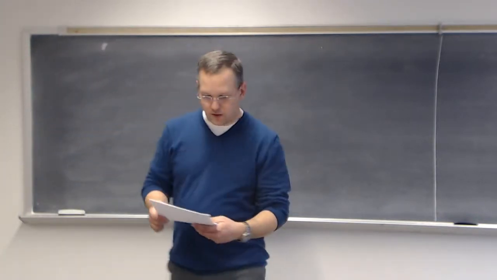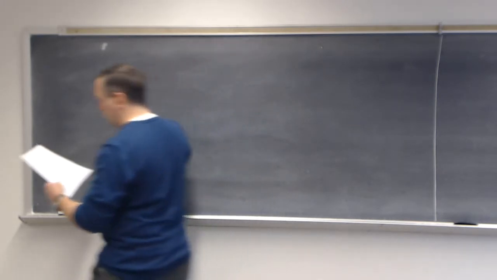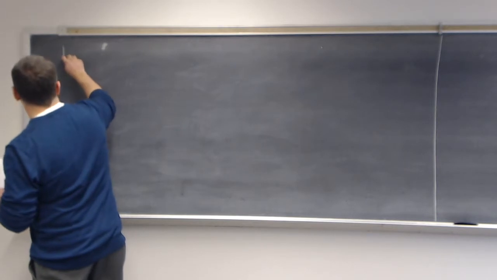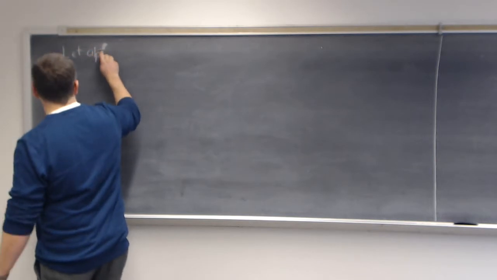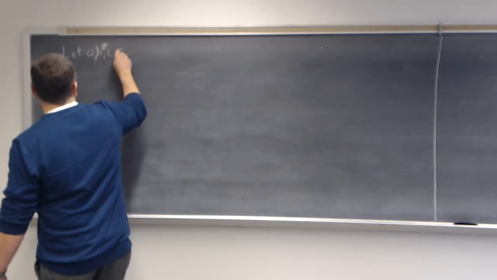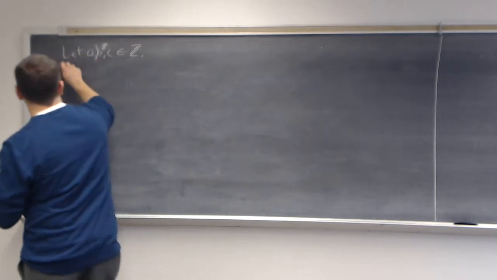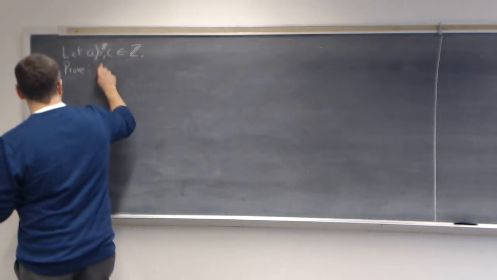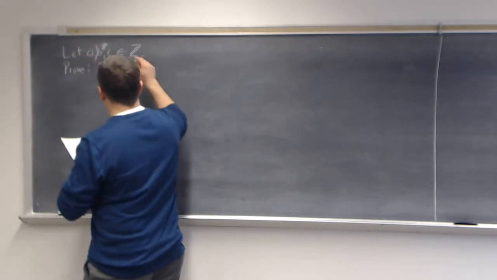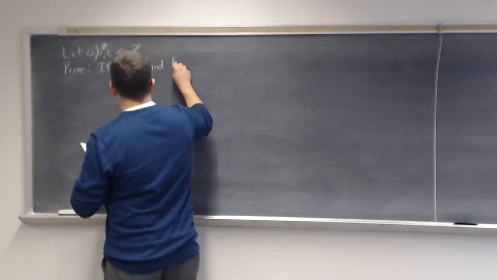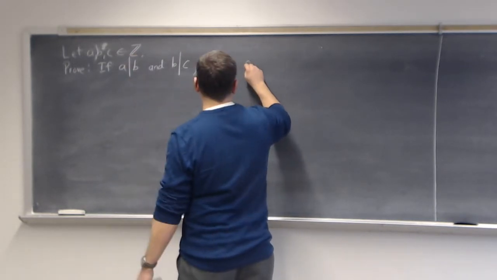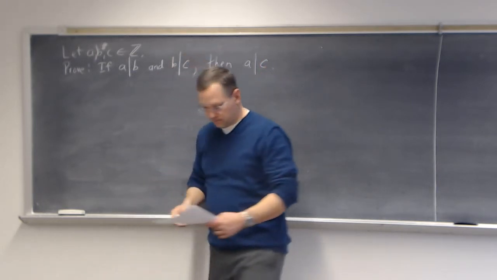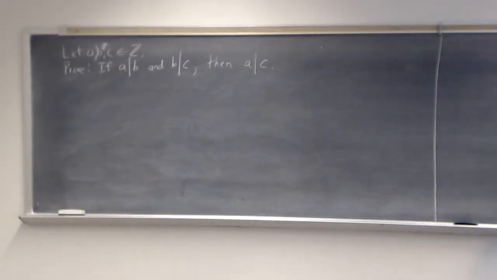Okay, so we're going to continue with chapter 4 on proving if-then statements with a direct proof. The first statement we're going to prove today is using the definition of divide. So let A, B, and C be integers. Here's the statement. Prove if A divides B and B divides C, then A divides C. Okay?